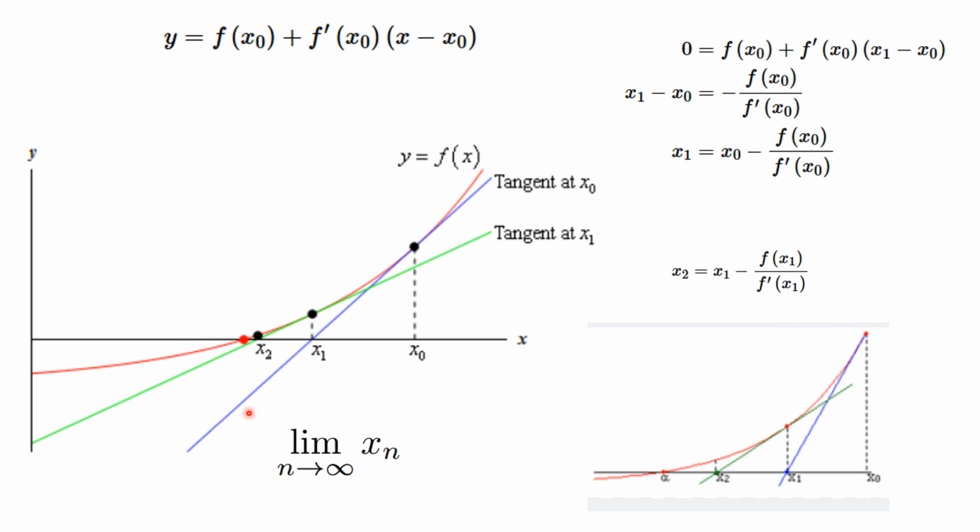And so you see, as we take more and more of these approximations, the limit as n tends to infinity ends up being closer and closer to the red dot. At least that's what we hope.